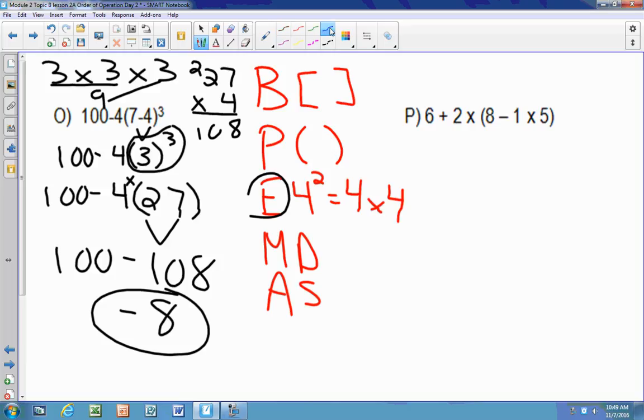So now we're going to go over to letter P. We have the brackets. There are none. We have parentheses right here. In parentheses, we have to follow order of operations. So we have to follow this order right here. There's no exponents in there, but there is multiplication and division. So I need to do that before I do the 8 minus anything, because multiplication and division comes first.